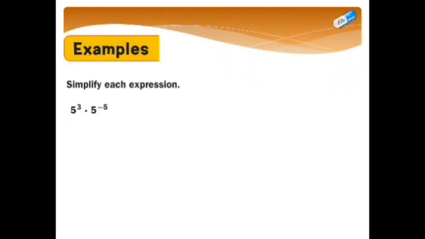Simplify each expression. 5 power 3 times 5 power negative 5. Remember that if we have the same base, we just add the powers or the exponents. So here we use the product of powers because it's multiplication with the same base. So we add the powers, 3 plus negative 5, and we simplify. 3 plus negative 5 is negative 2. So the answer will be 5 power negative 2.